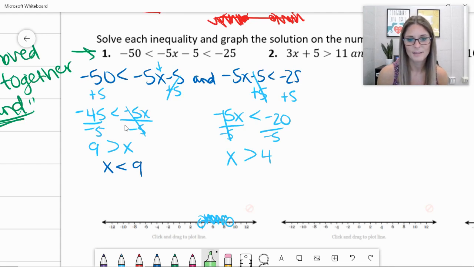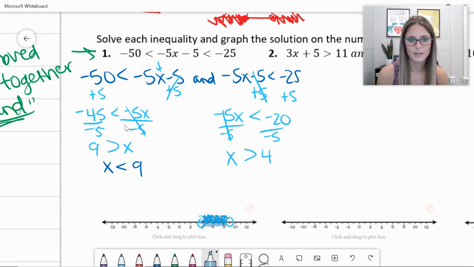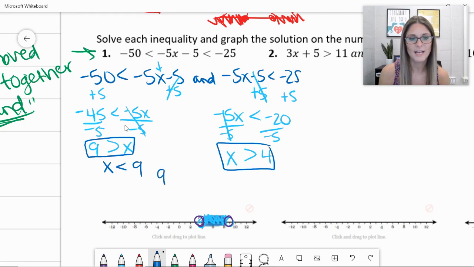Let me see if I can make that any better. Shaded, open circles. We're trying to make it beautiful. Yes? So if you want to shove them back together, like I said, I have students that like to shove them back together. Just take these two pieces and share the x. So 9 is greater than x is less than 4.